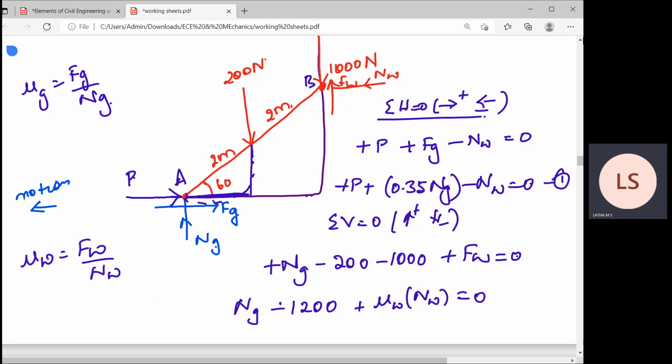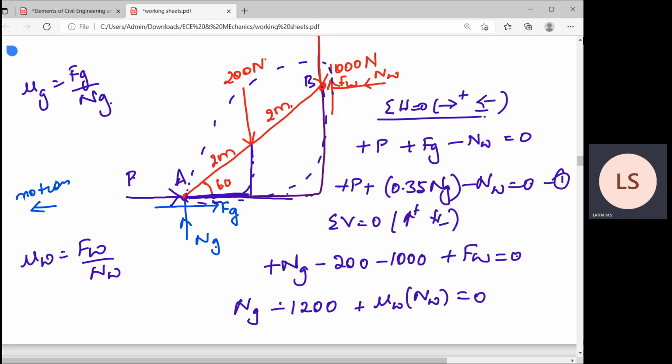Then I have 1000. What is the moment it is making? It is making a clockwise moment. 1000 into the perpendicular distance, 4 cos 60, right? Next, Fw: how is it making the moment? It is making an anti-clockwise moment. So minus Fw. The perpendicular distance is again 4 cos 60.